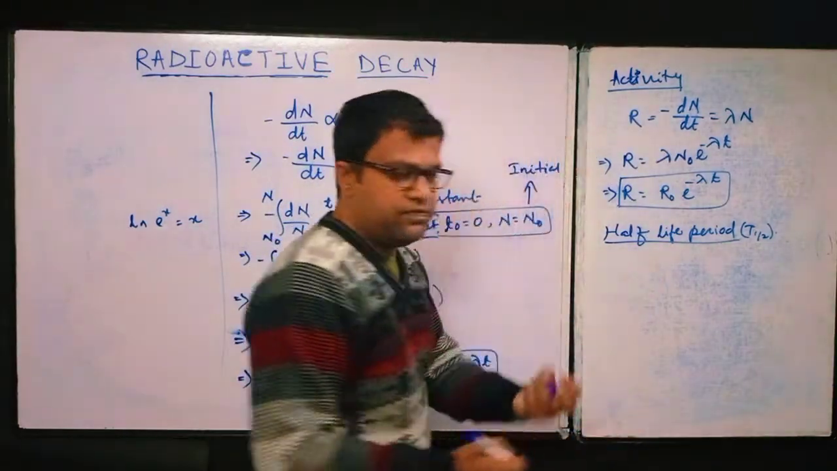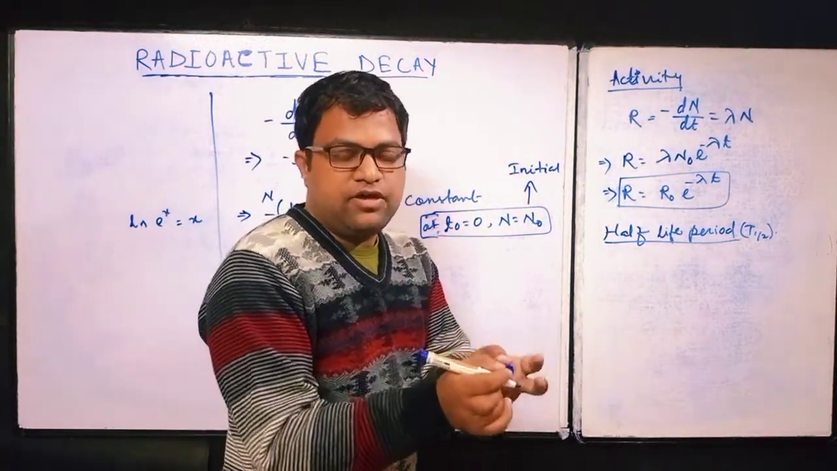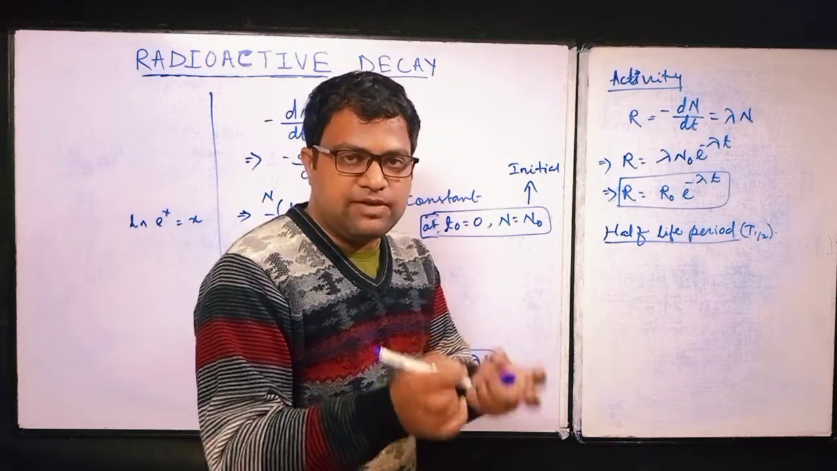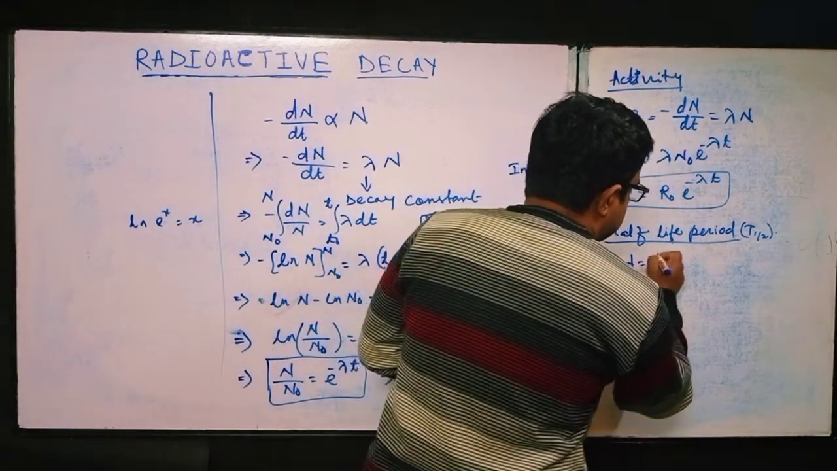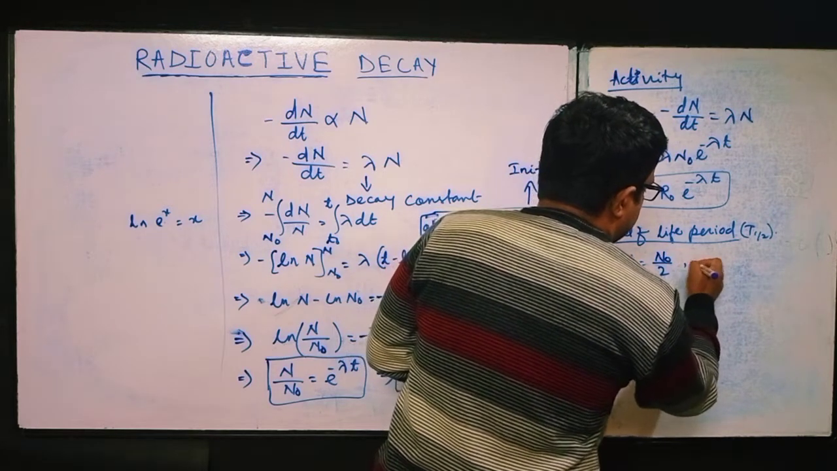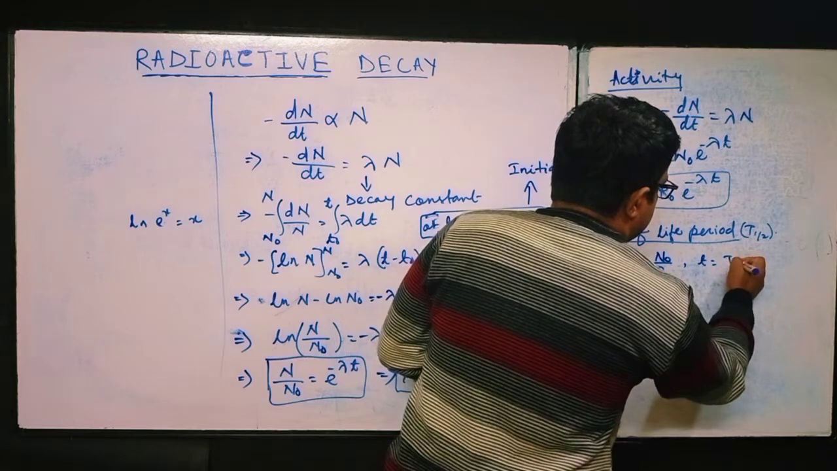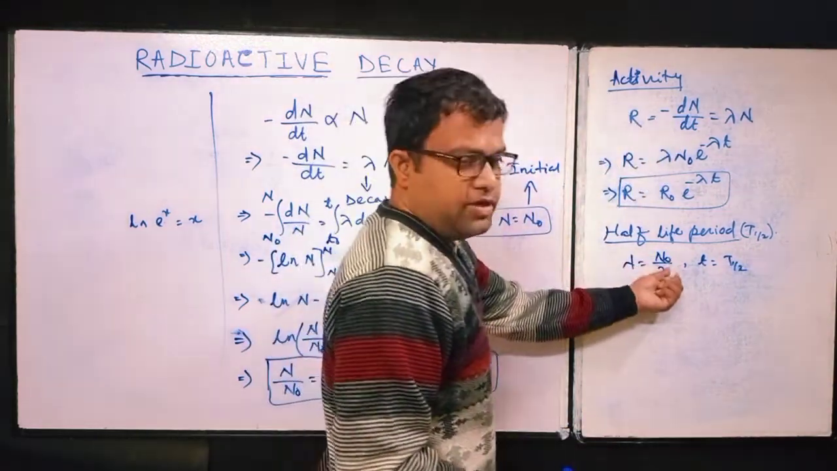Your number of radioactive elements present in that sample will be half of the initial. So N will become N0 by 2 when your time t will become t half, for half-life. Your N will become N0 by 2.